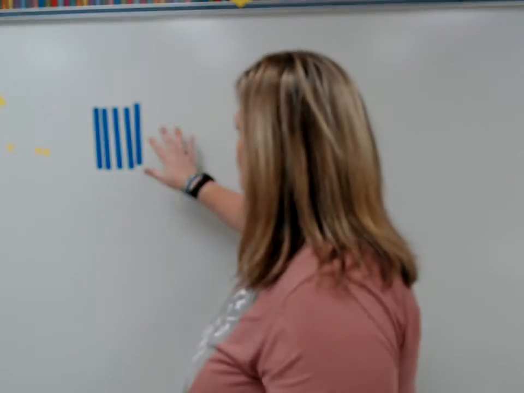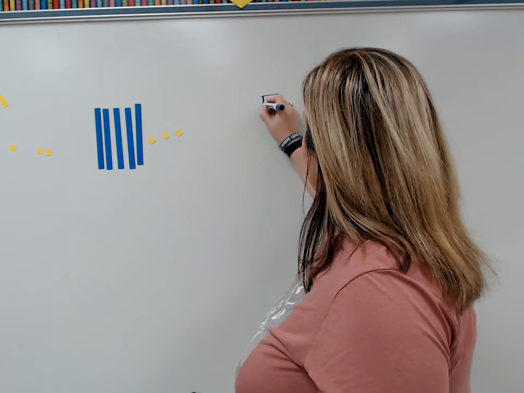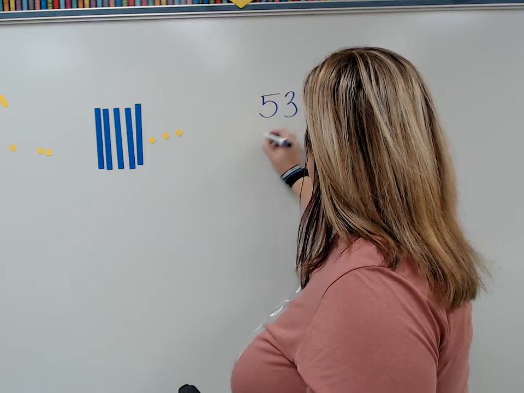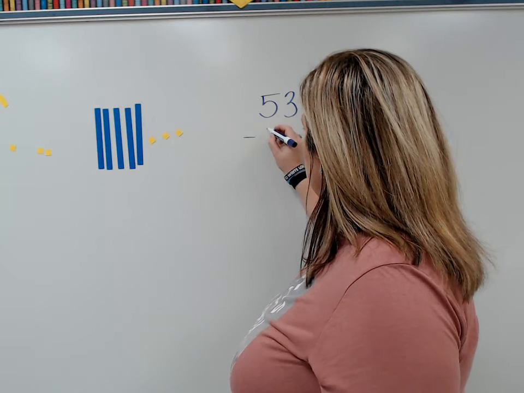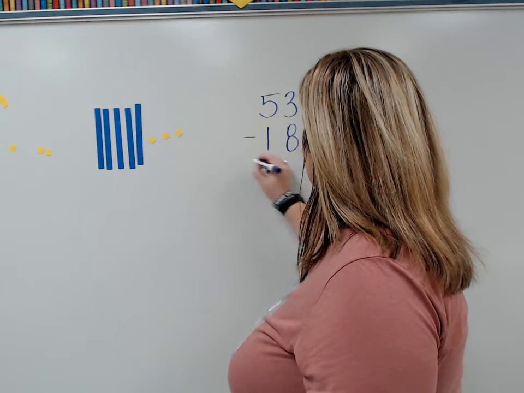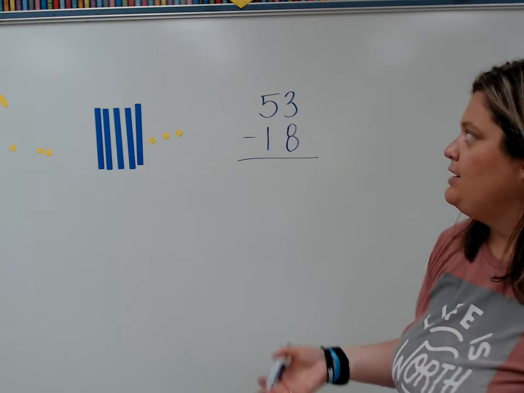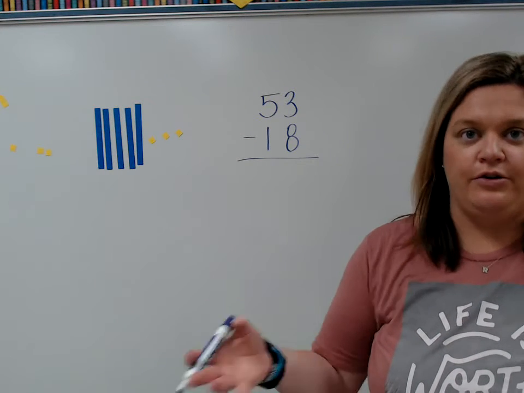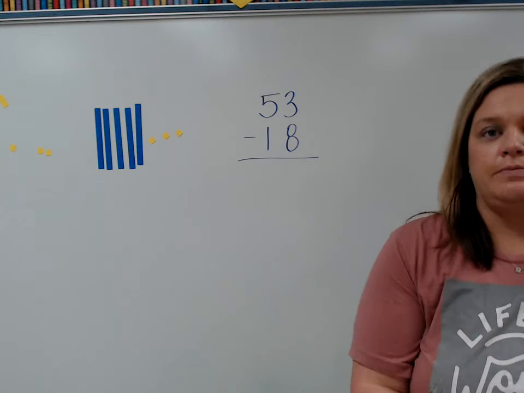Subtraction has the same little thing going on here. I'm actually going to keep the 53 because I don't want to move this over. So I'm going to stick with 53 minus, let's do 18. As you can see, I have just written the number out vertically. It's just easier to do it that way, especially with double digit subtraction.